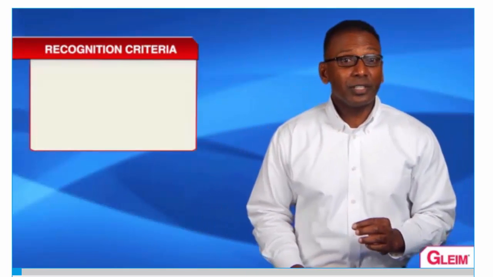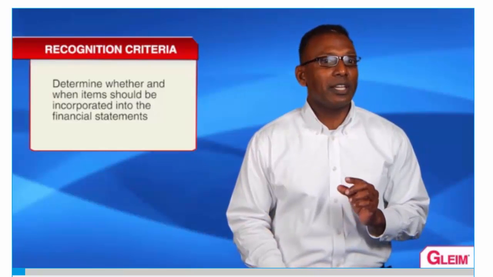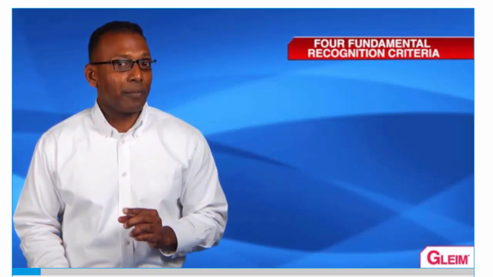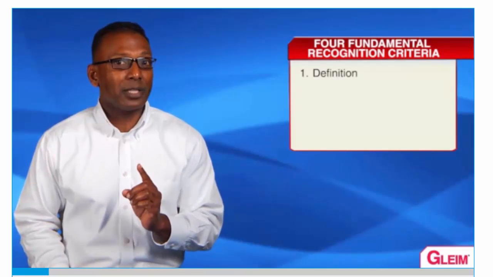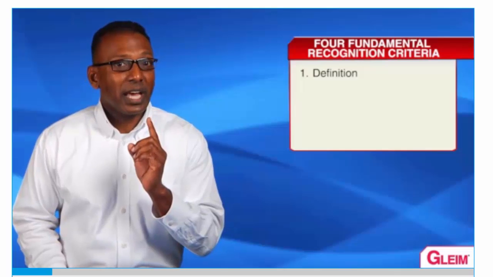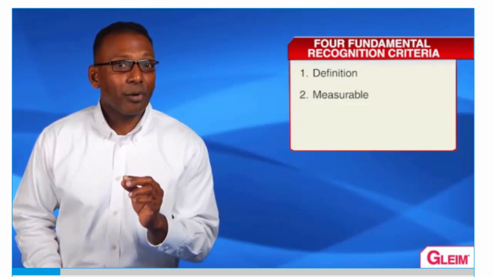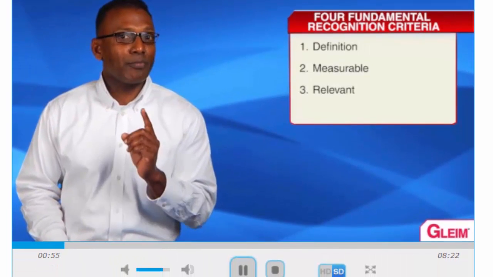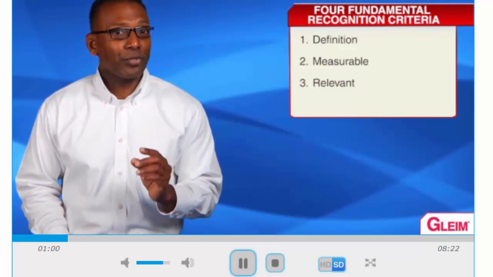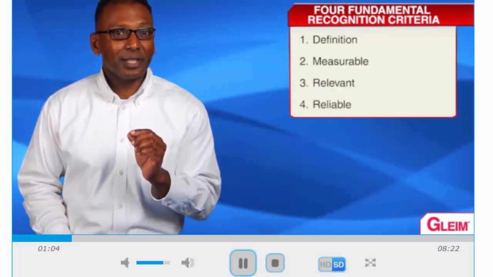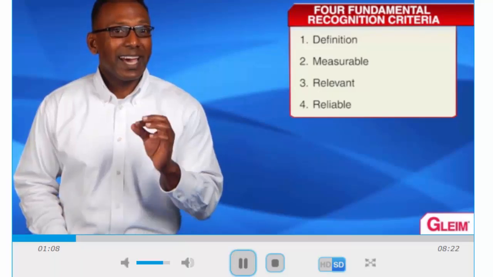The recognition criteria determine whether and when items should be incorporated into the financial statements. This is very important because not all items are incorporated into financial statements at the same time. So it's important that we understand this criteria. 4 fundamental recognition criteria apply to all recognition issues. First, the item must meet the definition of an element of financial statement. 2, it must have a relevant attribute measurable with sufficient reliability. The third one is the information about it must be relevant. That is, capable of making a difference in user decisions. And fourth, the information must be reliable. That is, it must be representationally faithful, verifiable, and neutral.